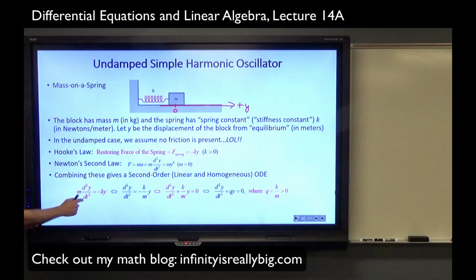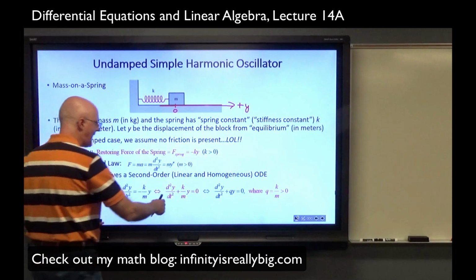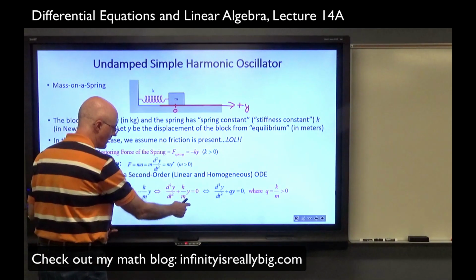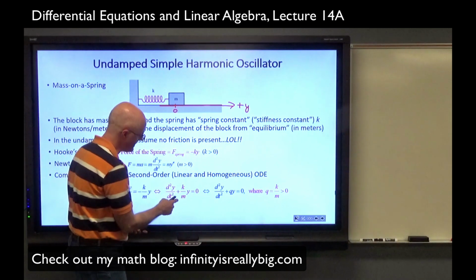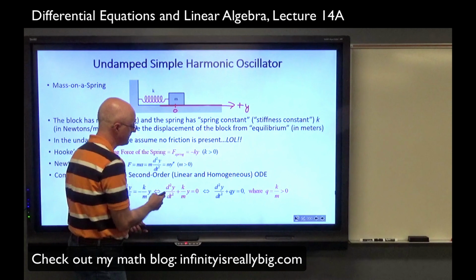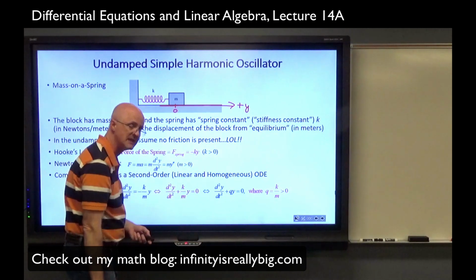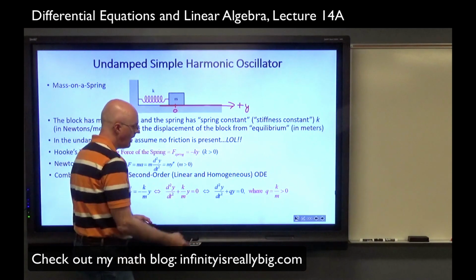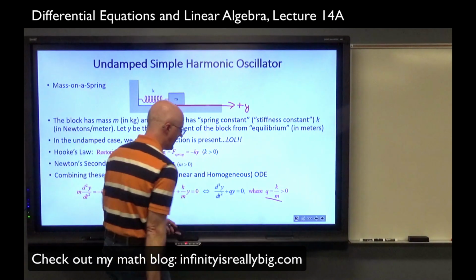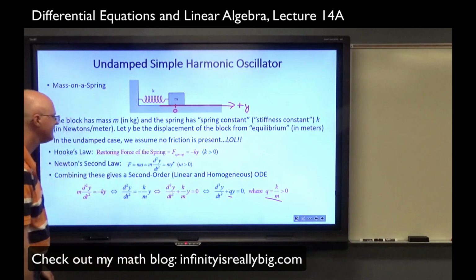ma, that's mass times acceleration, equals the force, the restoring force due to Hooke's law, negative ky. You can divide both sides by m and write it this way. You can add k over m times y to both sides and write it this way. And it's in this manner that you emphasize that this is a linear function, linear operator on the function y, and the right-hand side is 0 so that it's a homogeneous ODE. Oftentimes we will let q equal k over m to make the equation a little simpler, okay?